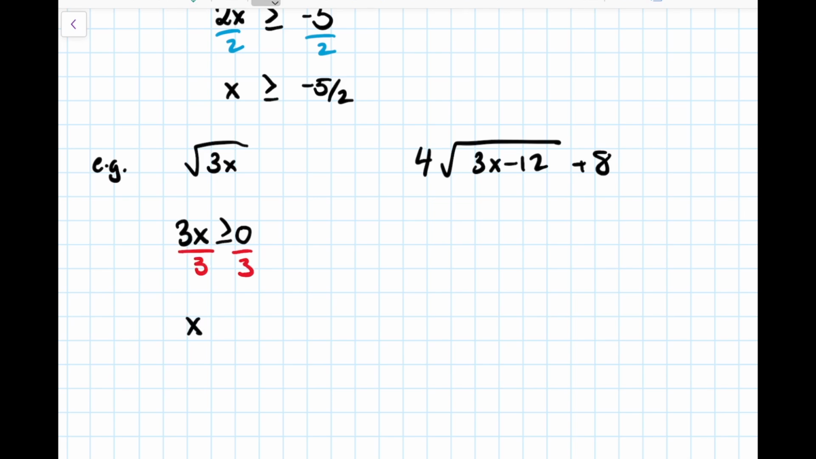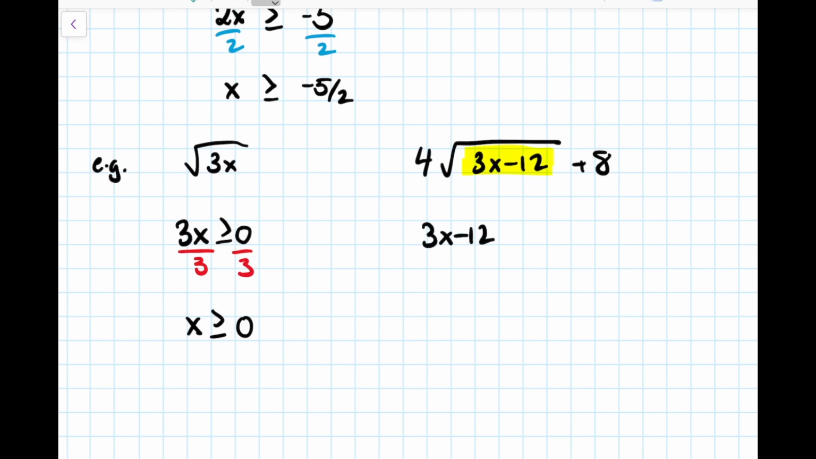And we get x is greater than or equal to, well, 0 divided by 3, which is still just 0. Which makes sense, right? So 3 is a positive. You can't put a negative in there, because if you put a negative, 3 times the negative will get you a negative radicand. For the one on the right, remember, it is just the radicand that we care about. So that 4 and that 8 do not affect this restriction at all.